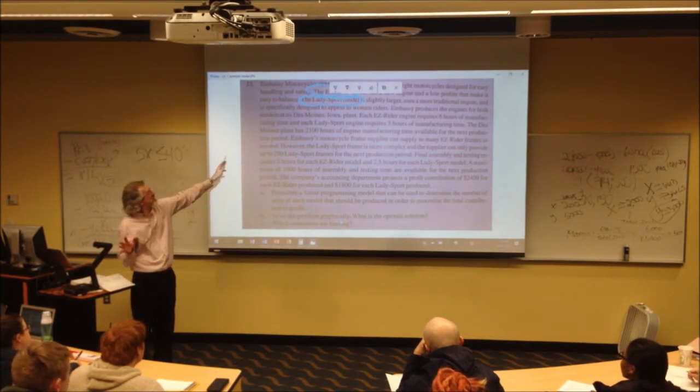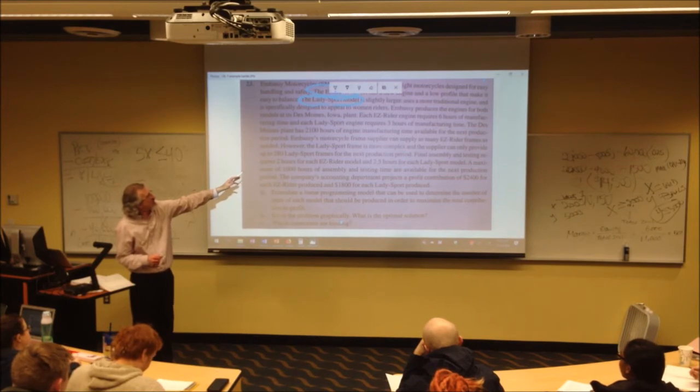Embassy model, okay, here we go. Embassy produces the engines of both models in Des Moines, Iowa. The Easy Rider engine requires 6 hours.